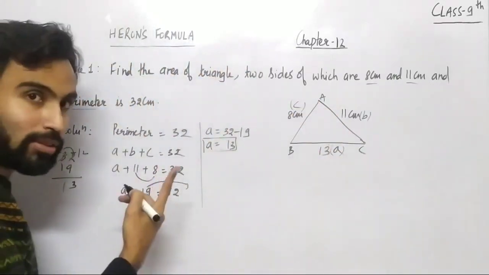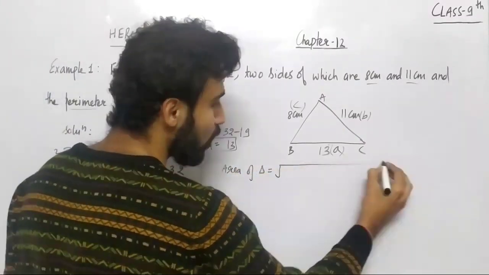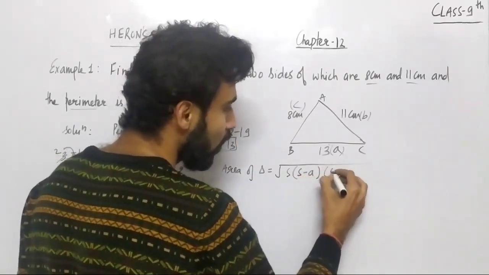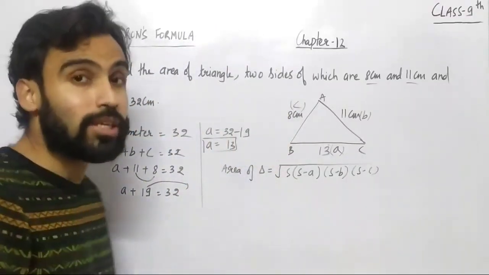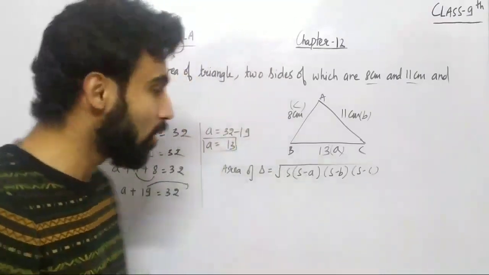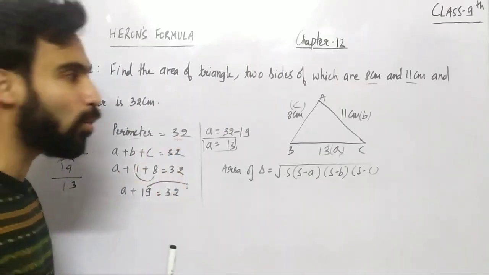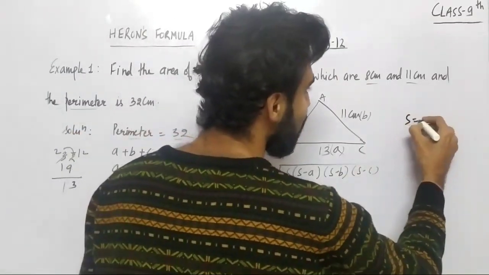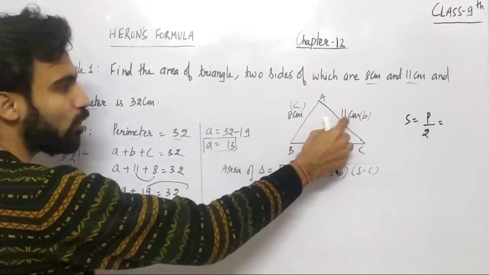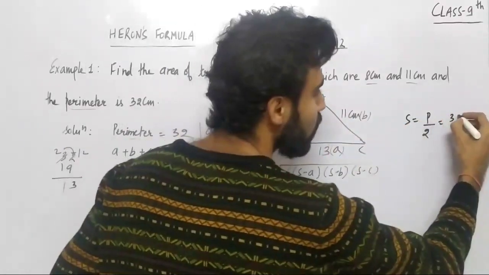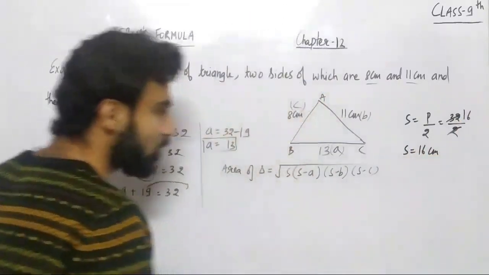Now talking about the formula, Heron's formula was S bracket S minus A, S minus B, and S minus C. That means we need the value of S, which is the semi-perimeter, that means half of the perimeter. Here the perimeter is already given as 32, so I will simply halve it and we will get the value of S. So no need to add the sides here. Half of 32 will be 16. So the value of the semi-perimeter is 16.